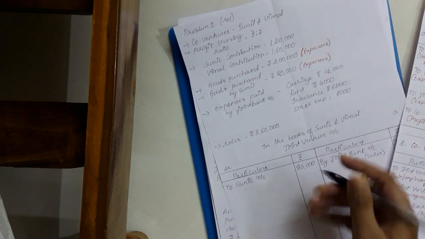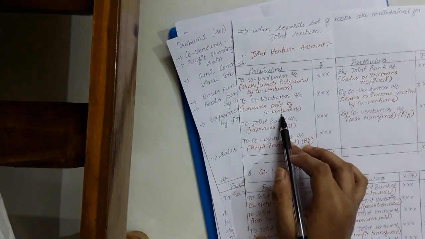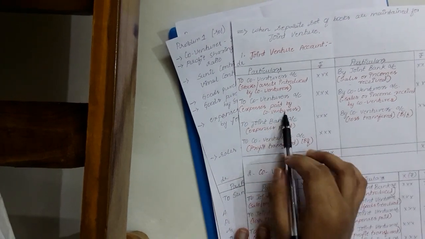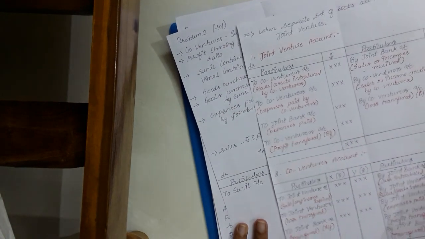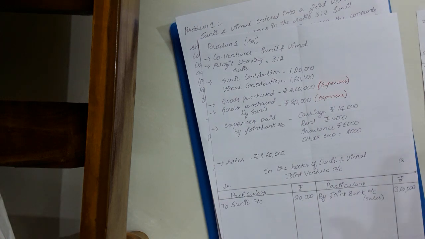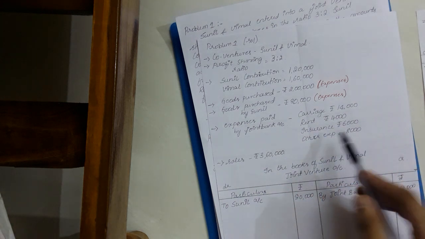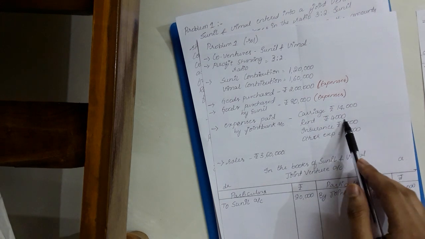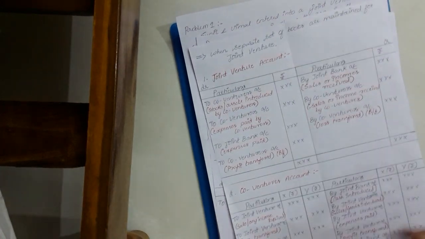80,000. Done. Okay, I hope you have understood this. So next is any kind of expenses paid by co-venturers. So expenses have been paid. Relating to expenses, it is not said that Sunil has paid the wages or the carriage of 14,000, or Vimal has paid the rent of 4,000 and all. They said they have been paid by the joint bank account, so no expenses.